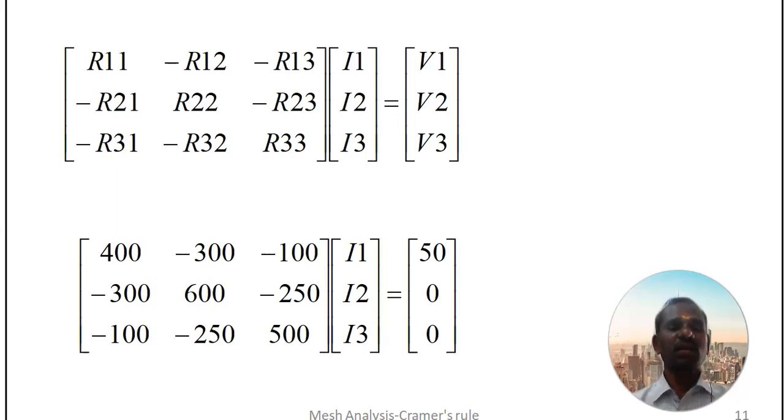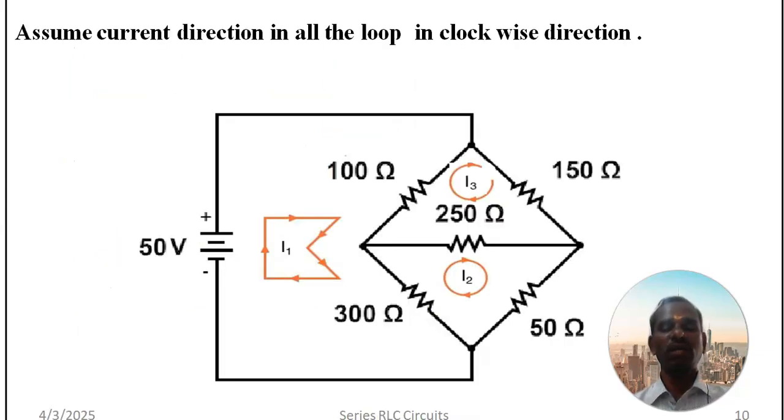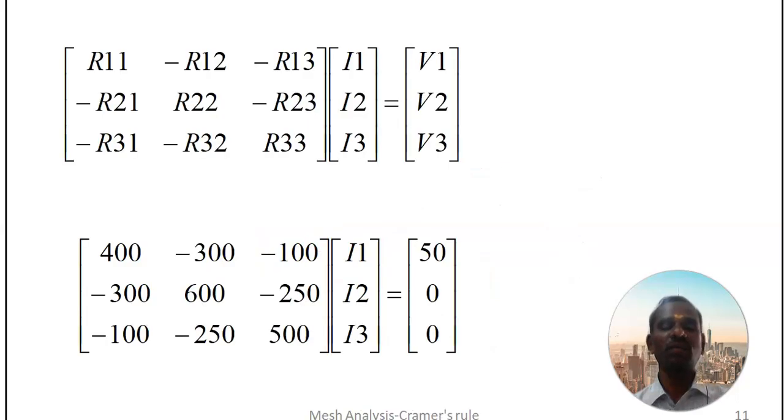So we need to find I1, I2, I3. So we will see the voltage. We have a voltage source in the first loop alone. We don't have any voltage source in the second loop and third loop, so your voltage source will be 0. In your first loop, since the current assumption is from negative to positive, I put it as plus 50 voltage. So first we need to find the determinant of the matrix.